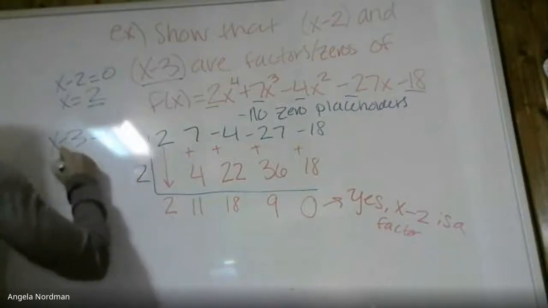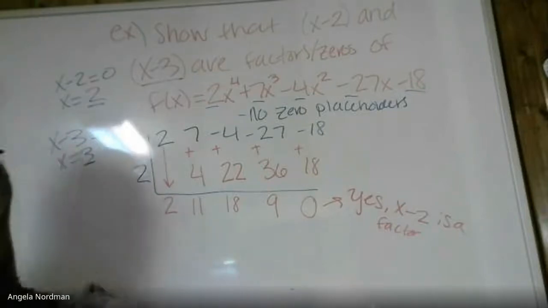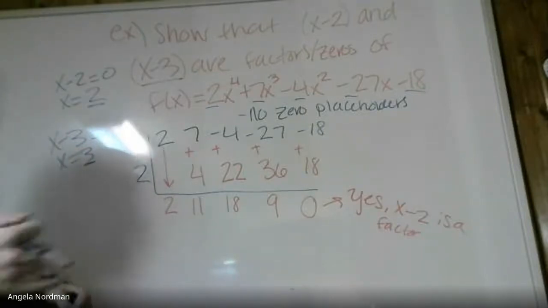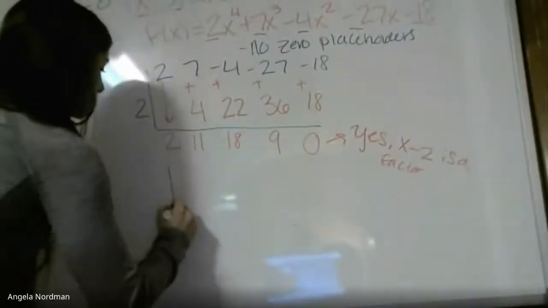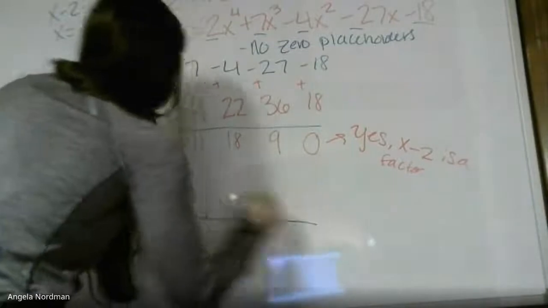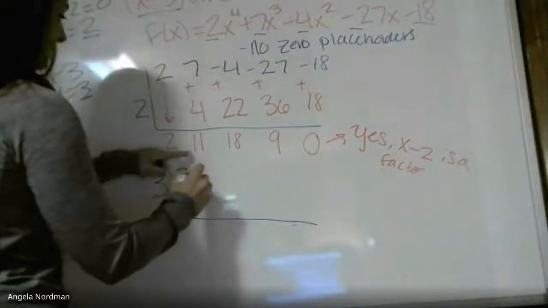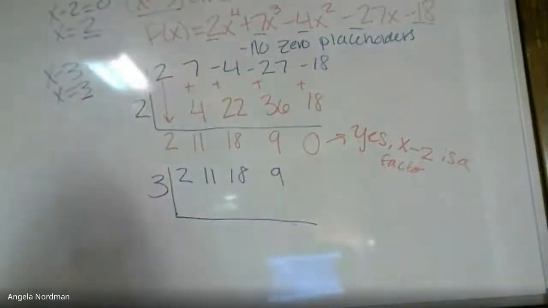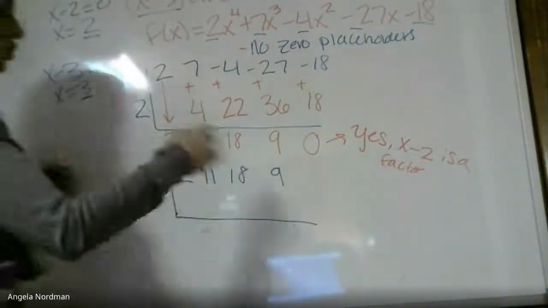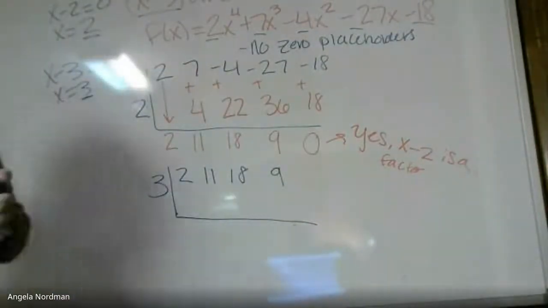X minus 3 equals 0. I would have to set up the synthetic division using 3. So I don't start over. What I do is the next factor I want to test, I continue on with my synthetic division. So I'm not going to reset this up. What I do instead is I put my 3 outside because that's the factor that I'm testing, and I bring down this number, this number, this number, and this number. I do not start all the way back over. I just continue on with the numbers I had left over and keep going with the process. Okay?